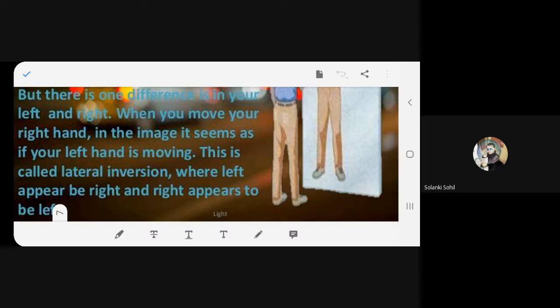Understood what I told you just now? Girls, did you understand? You stand in front of the mirror, your image will be erect, straight, of the same size as yours, isn't it? Do you look fat in the mirror? Do you look thin in the mirror? No. Whatever you are, you look in the mirror. The only difference is that if you raise your right hand, it looks as if your left hand is being raised in the image. Agree?